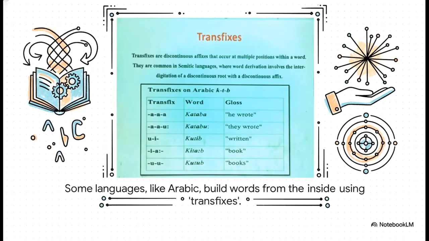And this is where things get really fascinating, because it shows how incredibly diverse languages can be. Some, like Arabic, use something called a transfix. So they'll take a consonant root, like KTB, which has to do with writing, and then they weave different vowel patterns through it to create words. So kataba means he wrote, but kitab means book. The meaning is literally built from the inside out.